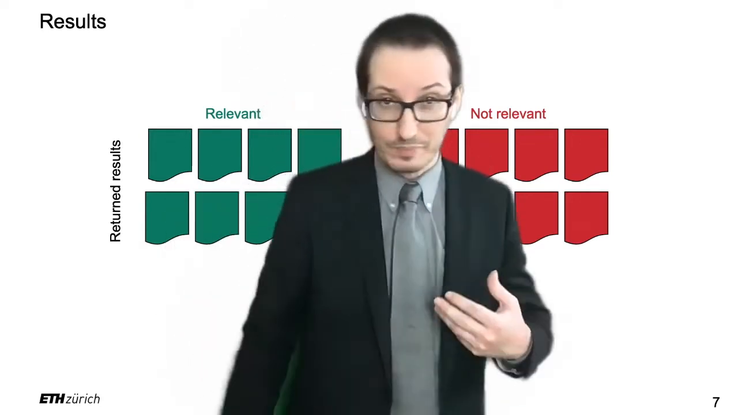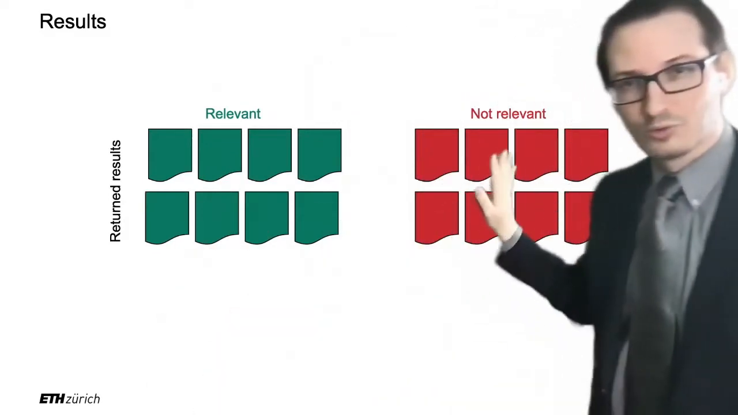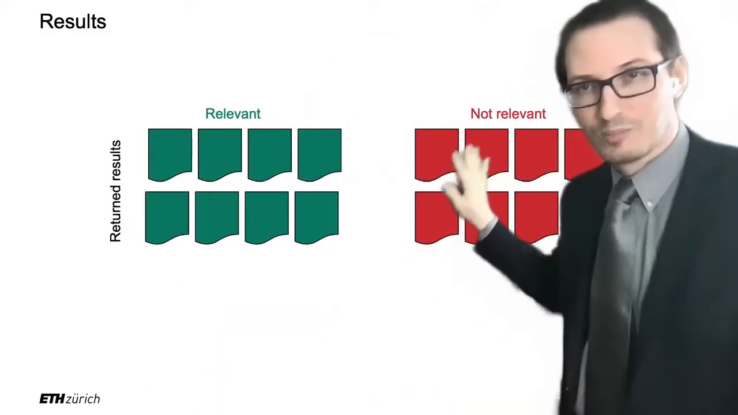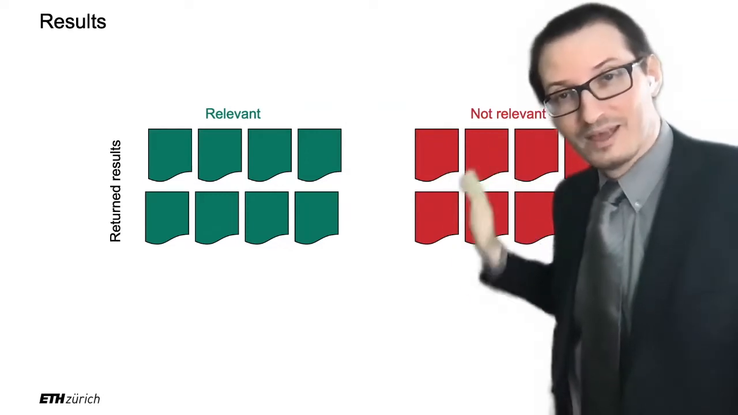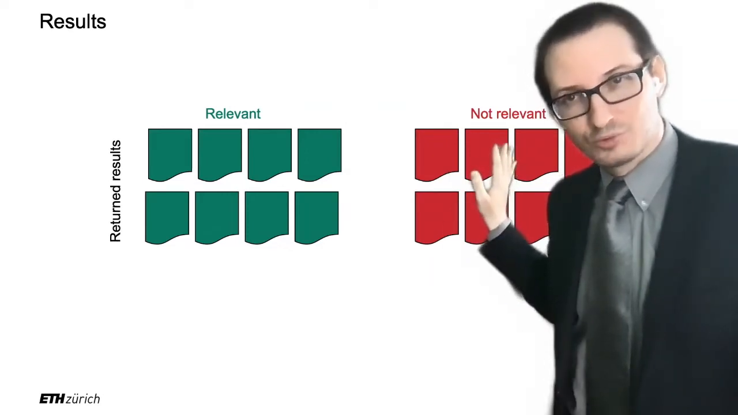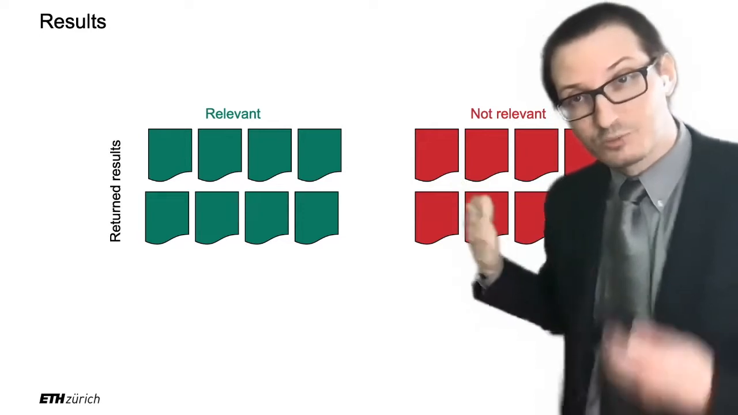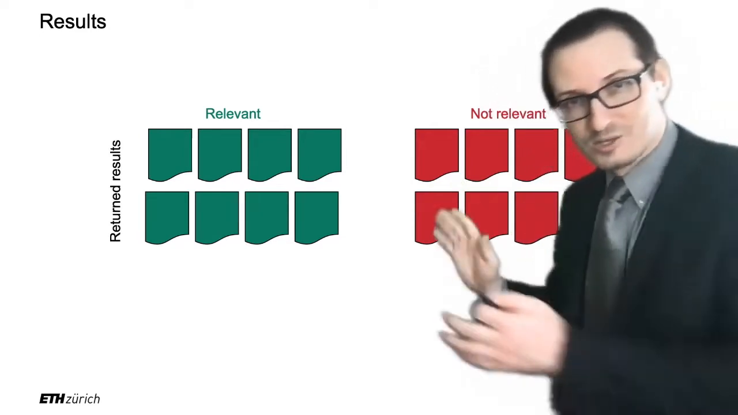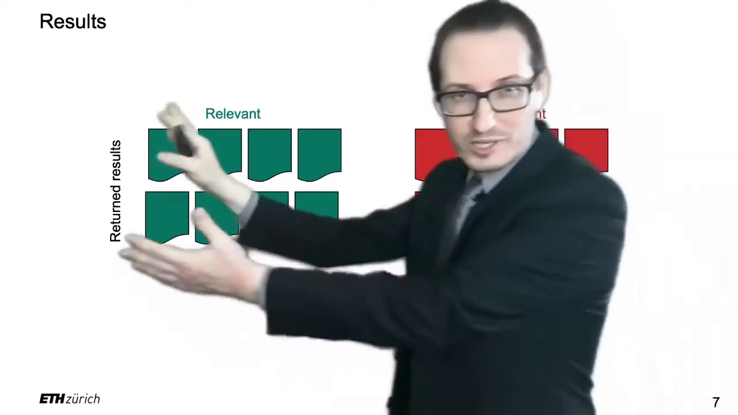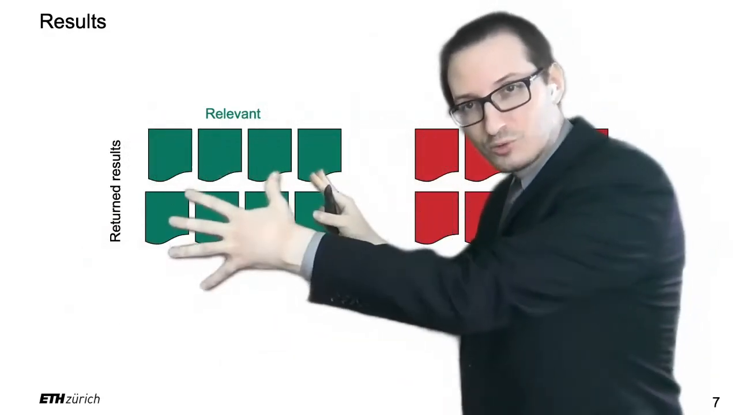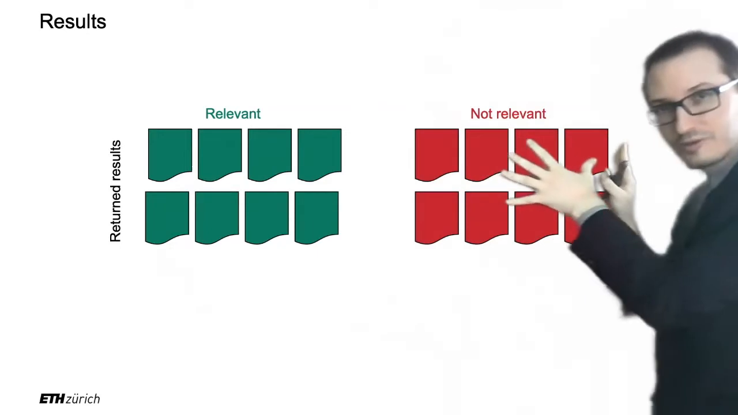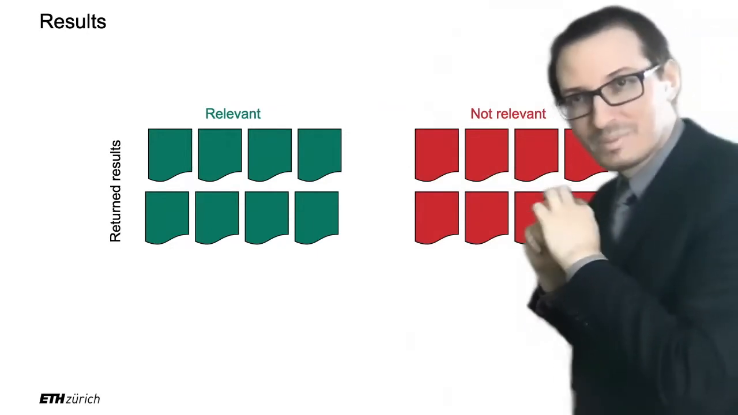For example, if you look for information on ETH and you type ETH, then you're going to have a lot of ETH Zurich pages, but maybe you're also going to have information on the Ethereum blockchain, right? These will not be relevant to you. The query returns them, but it wasn't what you were looking for. So this is why we classify the returned results, everything returned by the system, as relevant to you or not relevant to you.